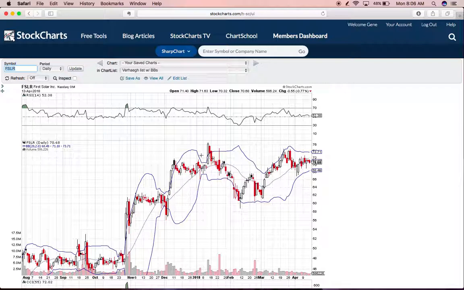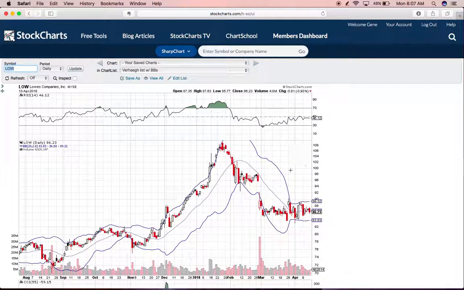But you can see here on First Solar, there's a squeeze here, and then it pops up, walks up the band. There's a squeeze here, and then you can see right now it's kind of a lit fuse where it's just kind of staying the same price in that area. And if it continues doing that, the bands are going to get a little bit narrower, and that lit fuse is going to explode either up or down at some point here in the near future.